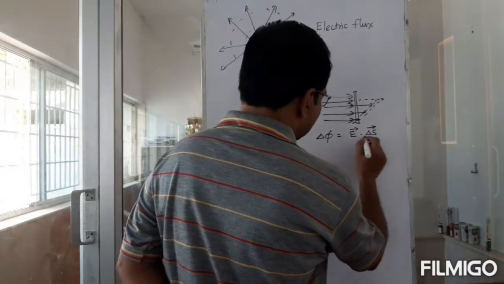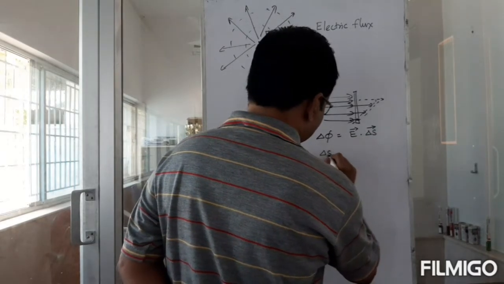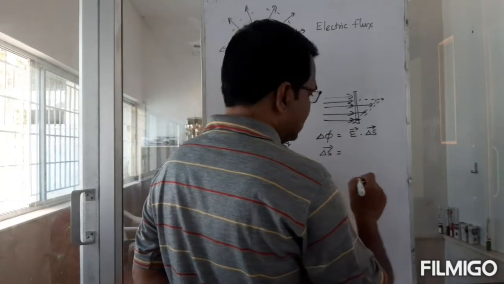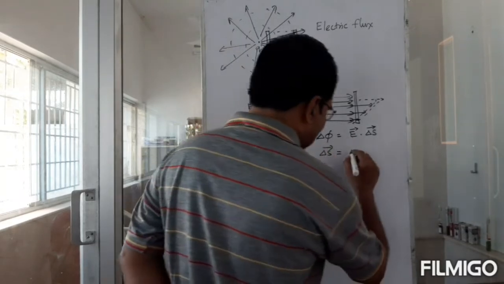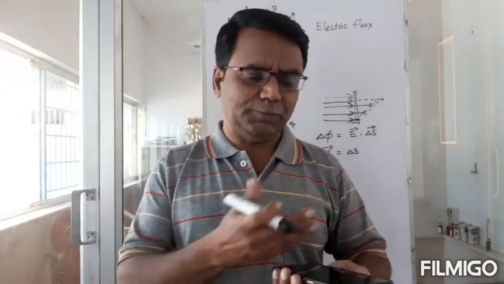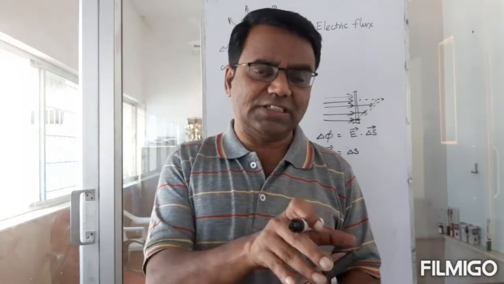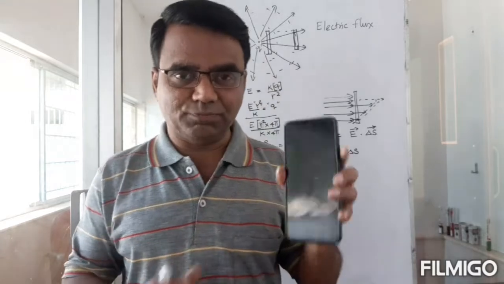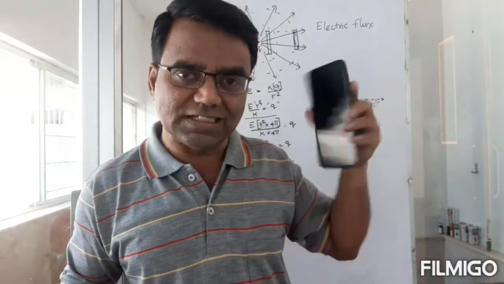But how do we define delta S now? Well, this will have a magnitude delta S. It's going to be the magnitude. Maybe if it is 20 and 10, it's going to be 200 centimeters square. So that's the delta S. 200 centimeters square is the delta S for it.